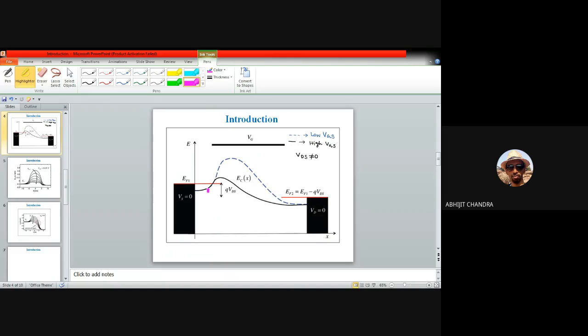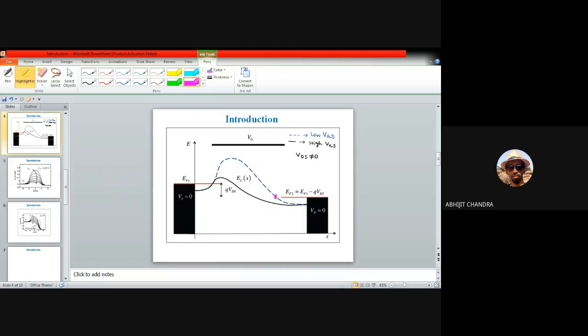Initially, when we do not apply any VDS, the quasi-Fermi levels EF1 and EF2 were both the same. Now, with the application of VDS, the quasi-Fermi level of the drain region is modified by EF1 minus Q times VDS. As you can observe from this diagram, EF1 and EF2 are not at the same level. Their difference is Q times VDS. So here VDS is non-zero, and depending upon that, the corresponding deviation will take place.